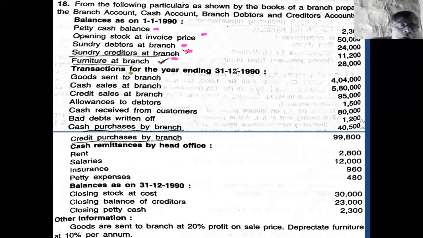Petty cash, opening stock, sundry debtors, furniture are the assets. Sundry creditors is a liability. So petty cash, opening stock, sundry debtors are 3 plus furniture. These are the assets. 4 are the assets. 1 is liability. That is sundry creditor is a liability.